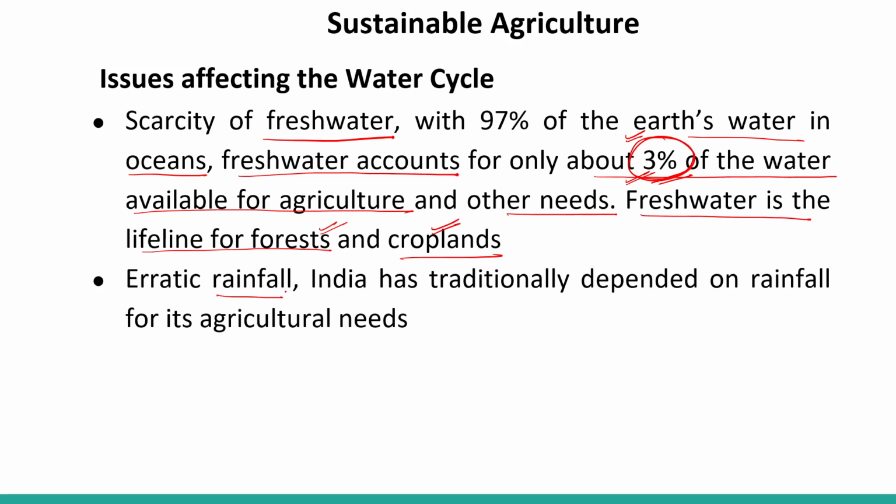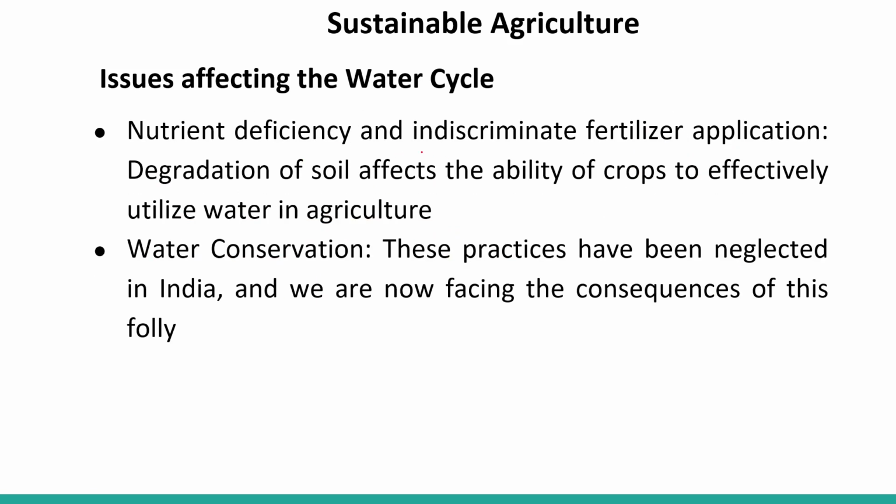The erratic rainfall. India has traditionally depended on the rainfall for its agriculture needs. So we are totally dependent on what? Rainfall for our agriculture.